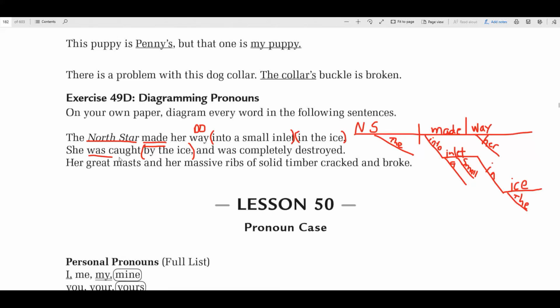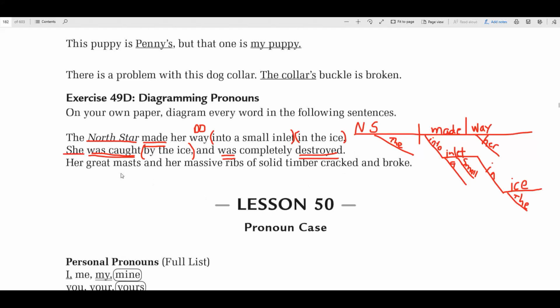Okay, was caught is a verb. And here's and. Was destroyed. Okay, this is an adverb telling how it was destroyed, so don't put that in the verb. So your verb is was caught. Man, when you see and, that's always your clue that you might have a compound subject or a compound predicate. In this, she is just your subject. Was caught, was destroyed is your verb.